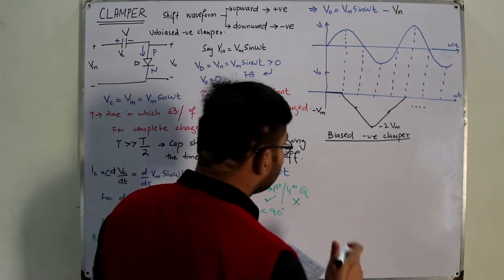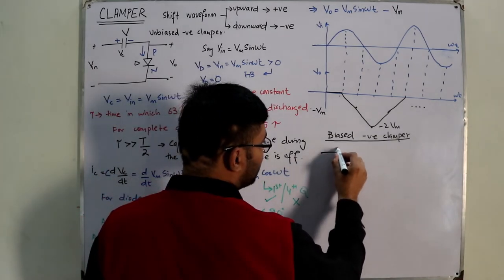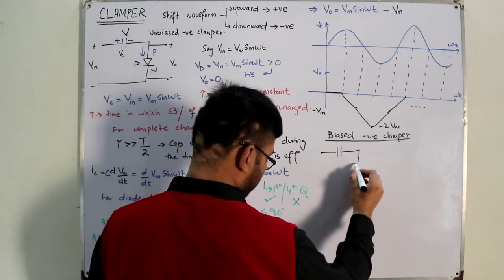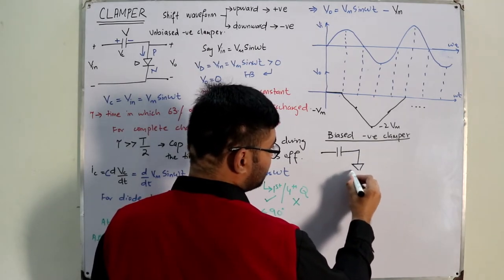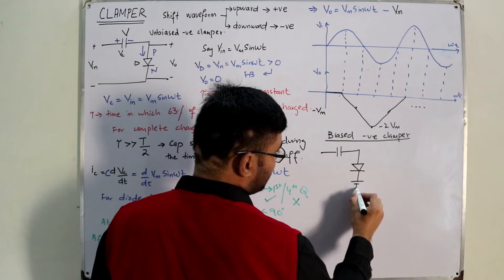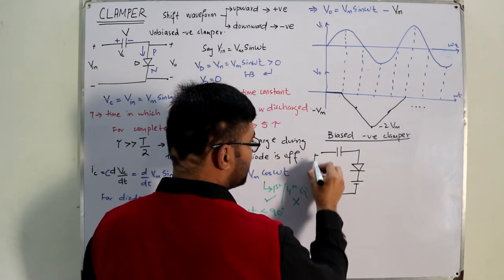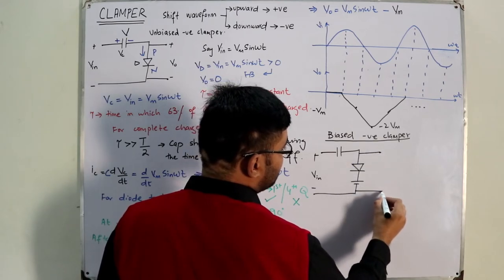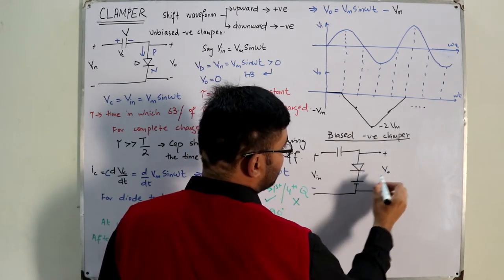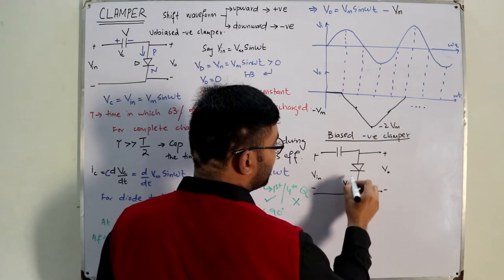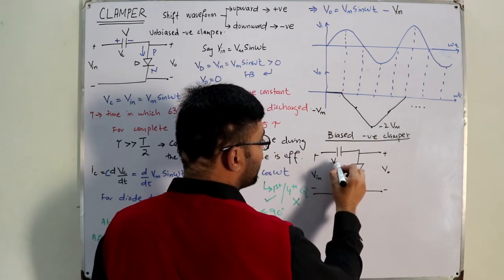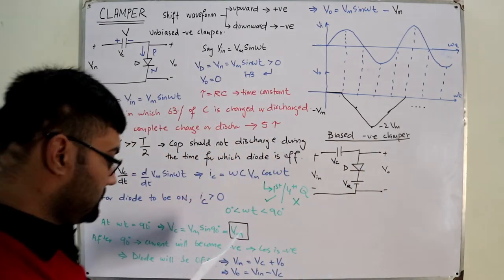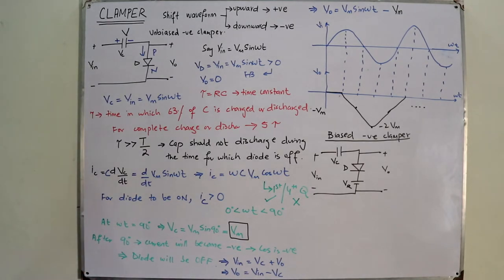Anyways, so let's say I have an input voltage, capacitor, diode, reference voltage source, plus minus of input, plus minus of output. This is reference source VR, this is an ideal diode D, this would have a VC, the voltage across the capacitor.